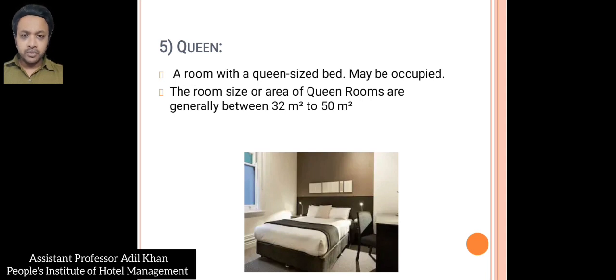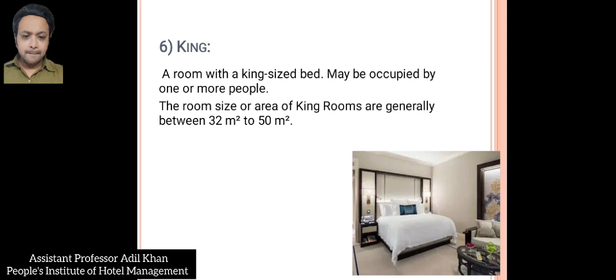Our fifth room is queen room. A room with a queen size bed. The room size or area of queen rooms is generally between 32 square meters to 50 square meters.